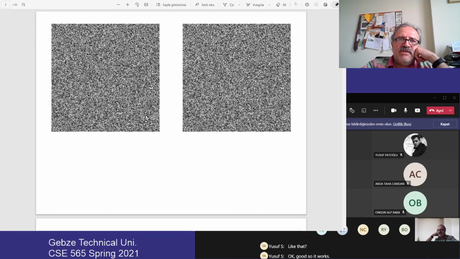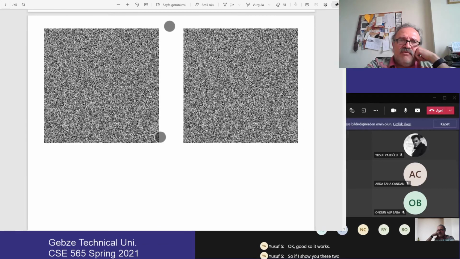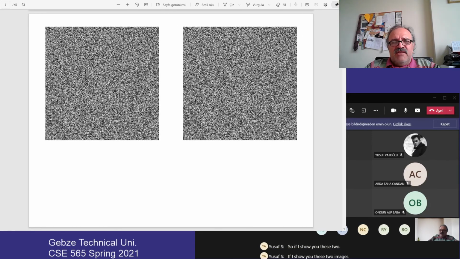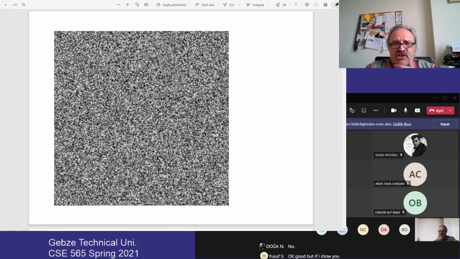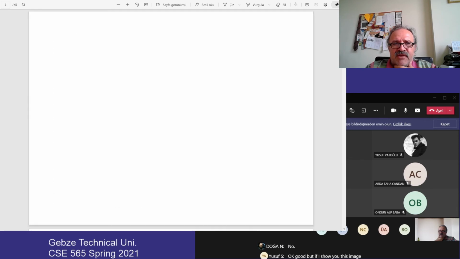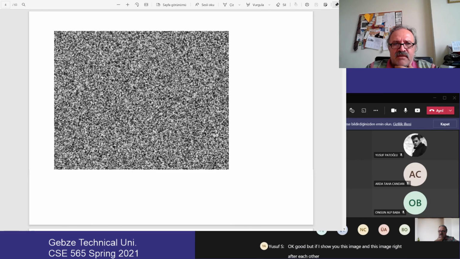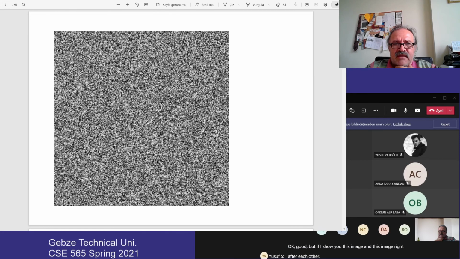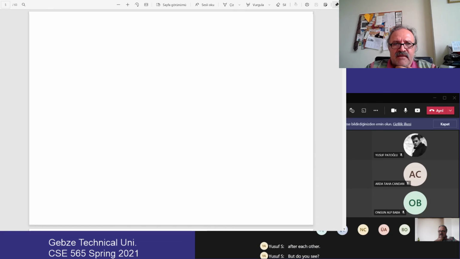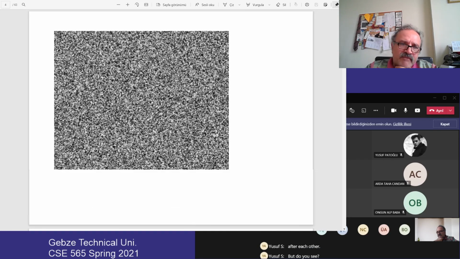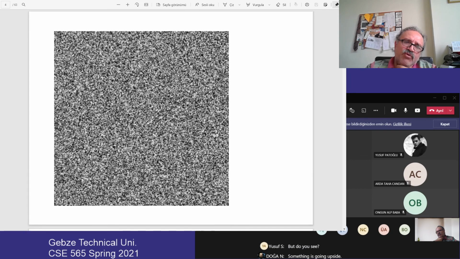So if I show you these two images, do you see any difference between them? The answer is no. Say no. Okay, good. No. But if I show you this image and this image right after each other, what do you see? Something is going upside. Yeah, something is moving, right?